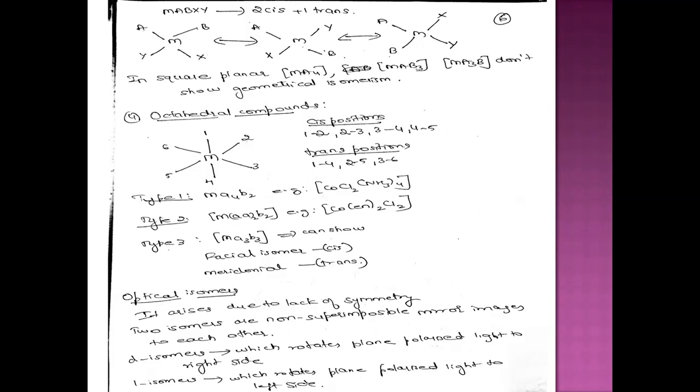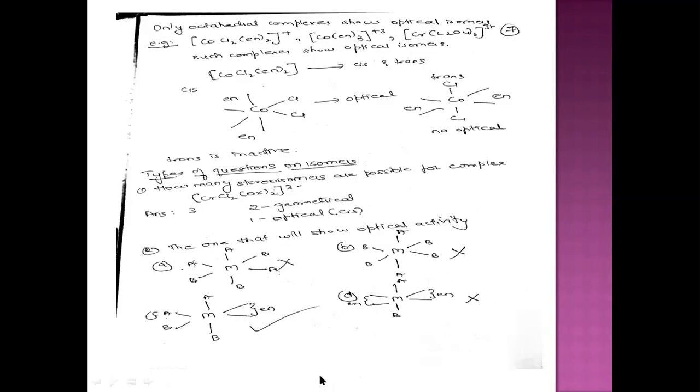That is the condition for optical isomers. Since you name geometrical isomers as cis and trans, here you name optical isomers. One is dextrorotatory, that is D isomers, which rotates the plane polarized light to the right side, and the second one is levorotatory, that means L isomers, which rotates the plane polarized light to the left side. Similar to cis and trans, in optical isomers you have D isomers and L isomers. We'll see with an example.